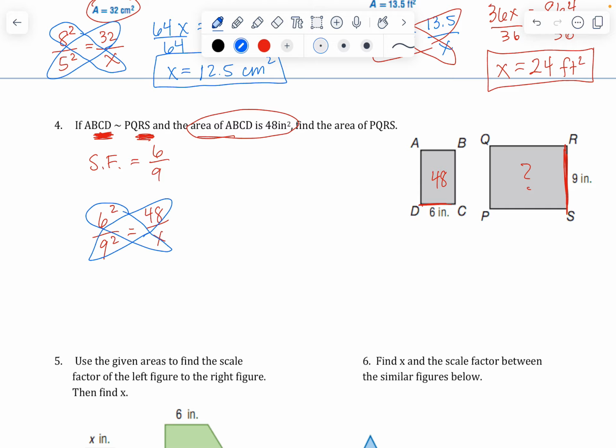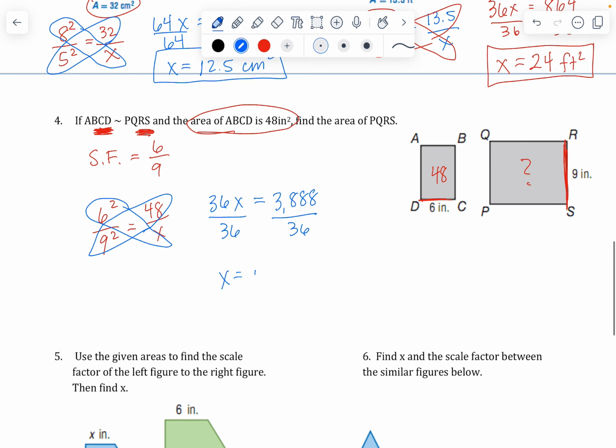So we get 6 squared, which is 36 times x. And we get 9 squared times 48. Go ahead and type that in. 9 squared times 48. 3,888 is what I got. Now solve it. So divide by 36. And x is 108. And it's going to be inches squared. It's the area of the second rectangle.